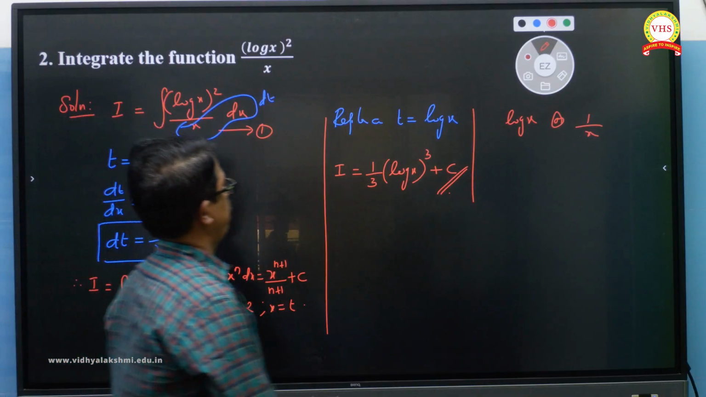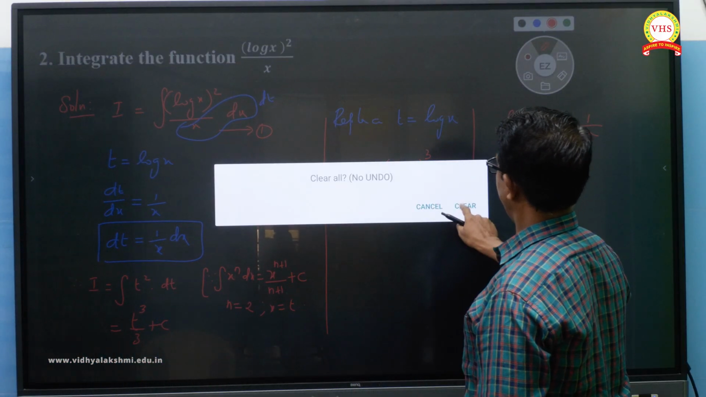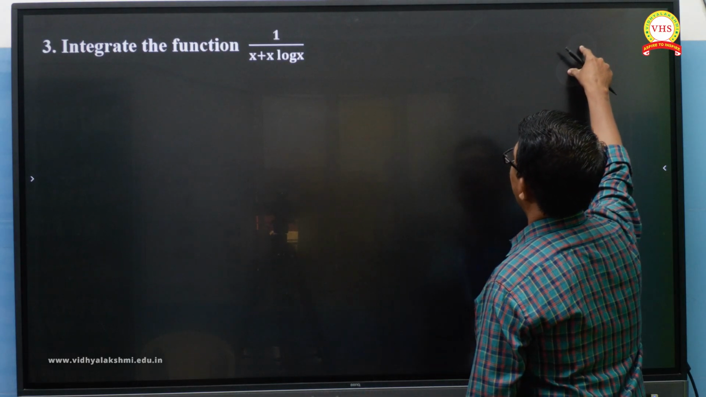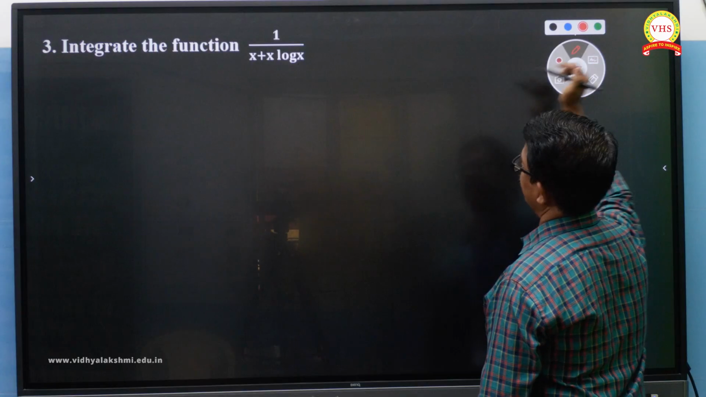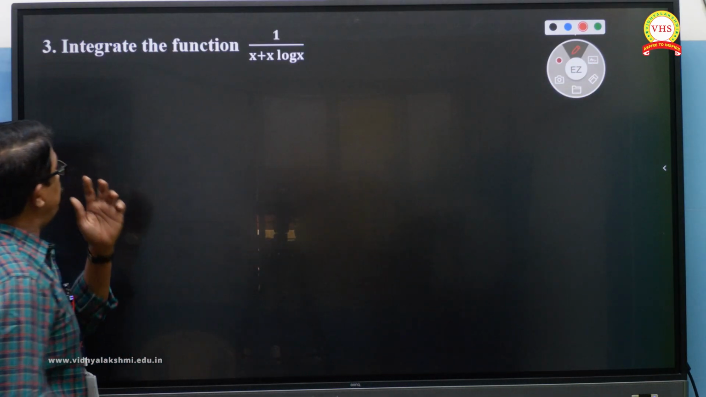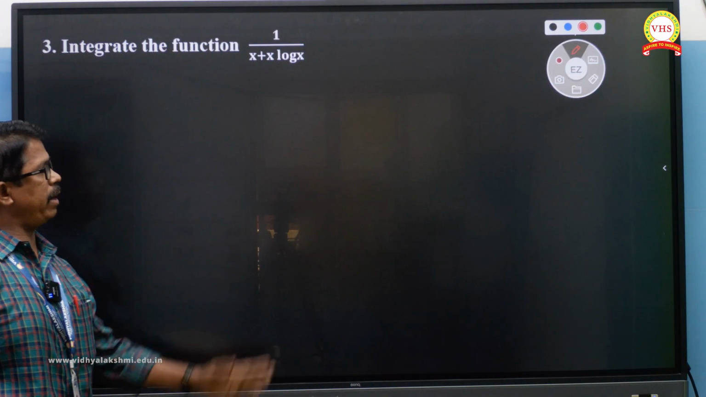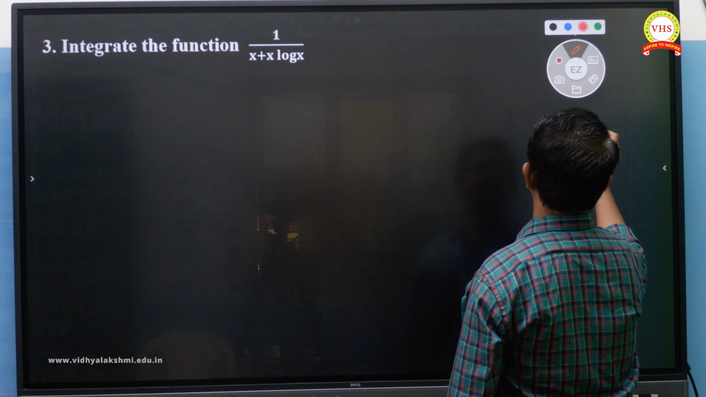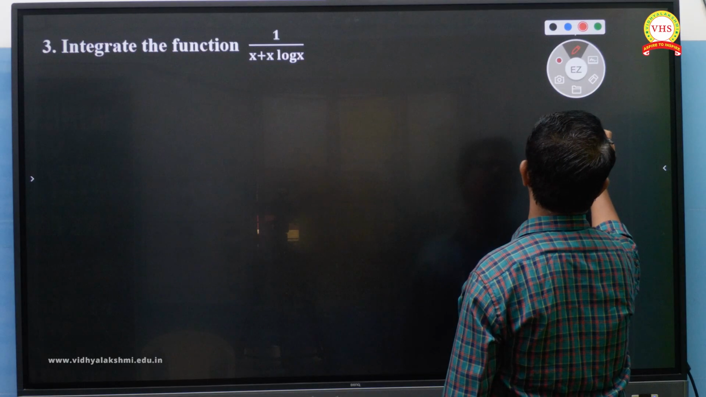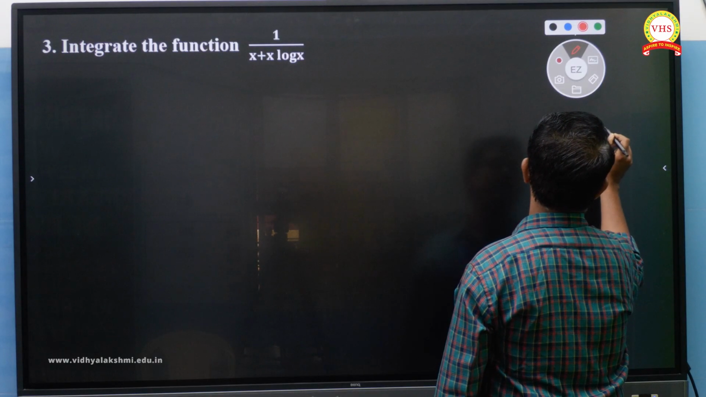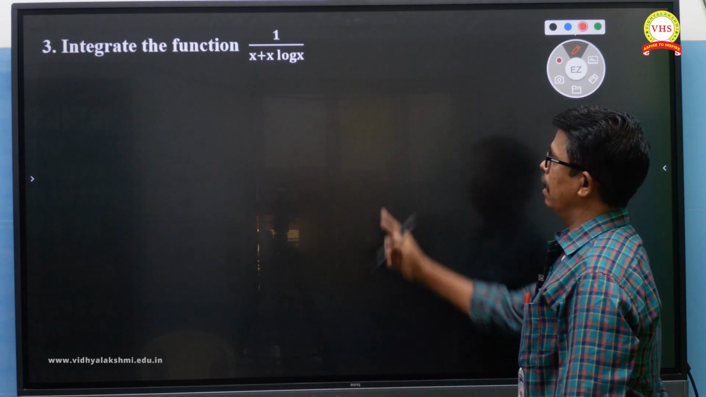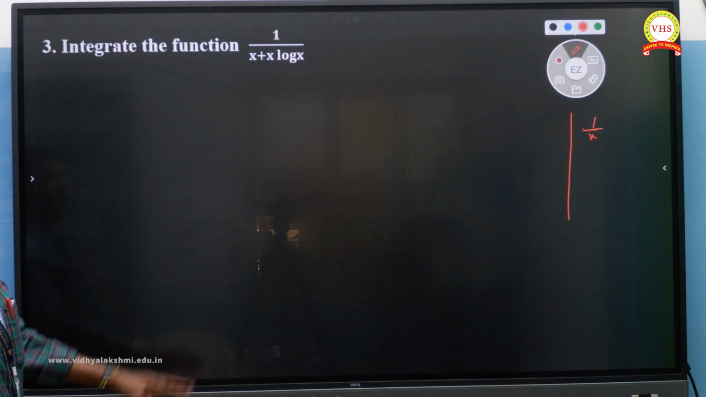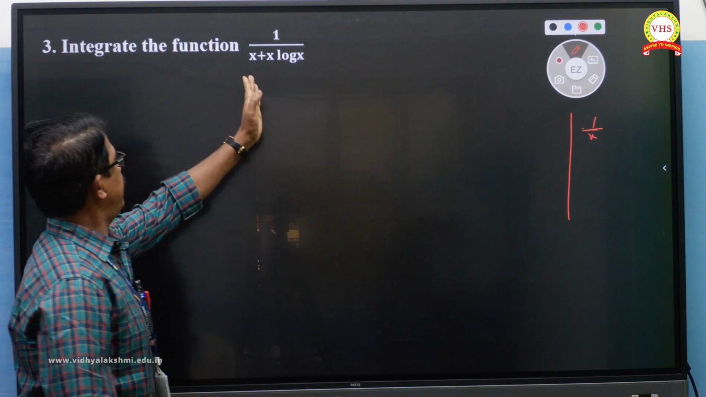Question number 3. What is question number 3, Kanna? Yes. Question number 3 is integrate the given function 1 by x plus x log x. What I told you in the previous sum, when you get any integration function, the rational function in terms of log, there should exist 1 by x. Now look at this, it is x plus x log x.